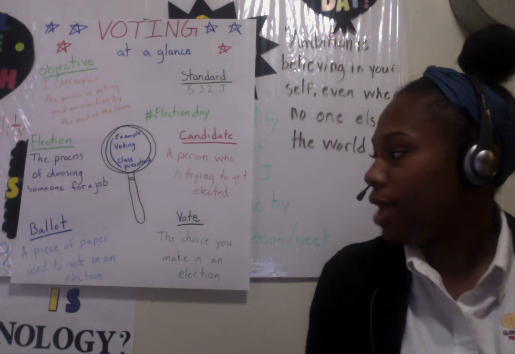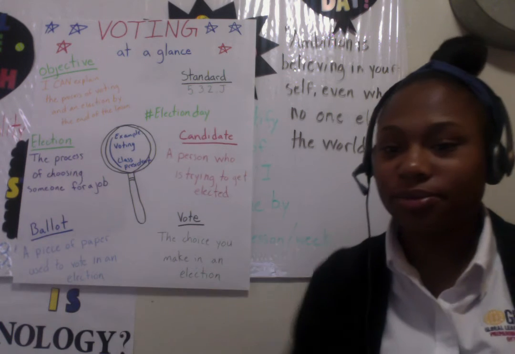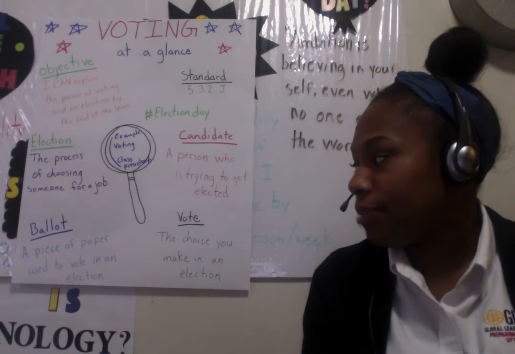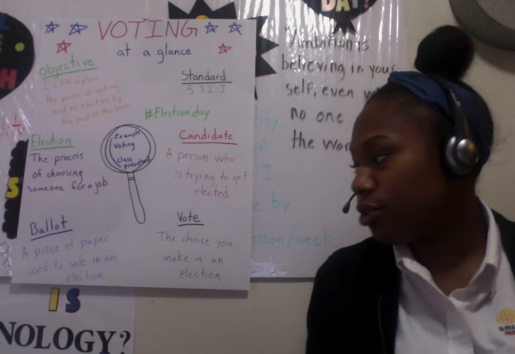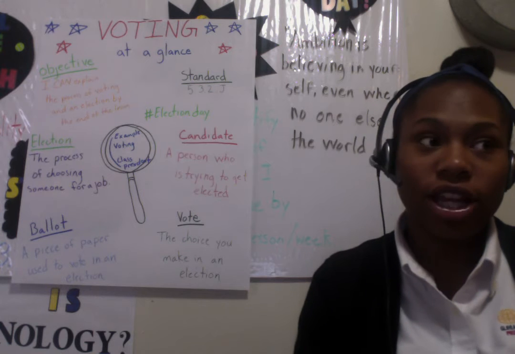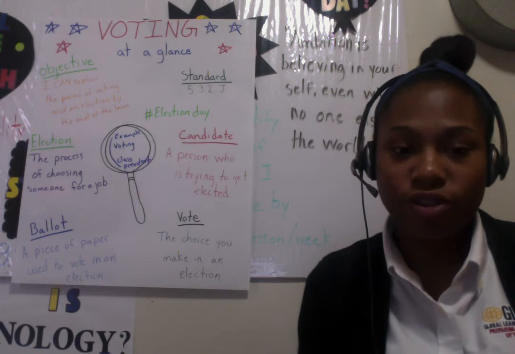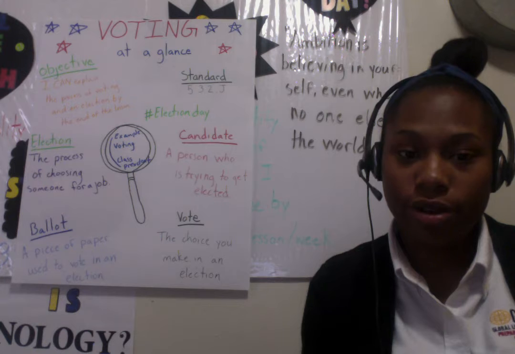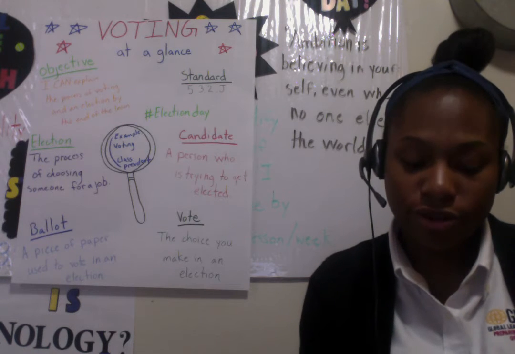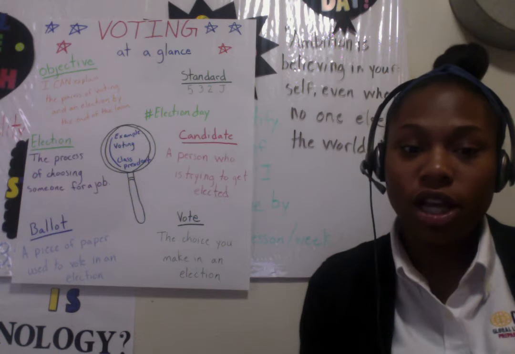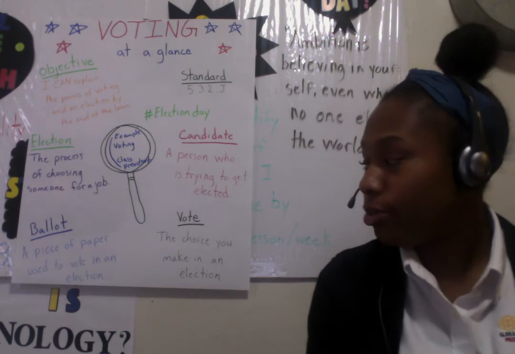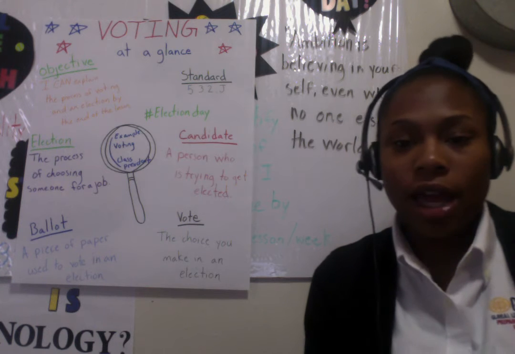Another term that we have is a ballot. Everybody say ballot. And a ballot is a piece of paper used to vote in an election. So that is the piece of paper that you would actually write the person that you are voting for. You would write their name on that piece of paper. So when we did an example of voting for class president, you voted for the scholar that you wanted to be the president, and you wrote their name on a piece of paper. And that piece of paper is called a ballot.